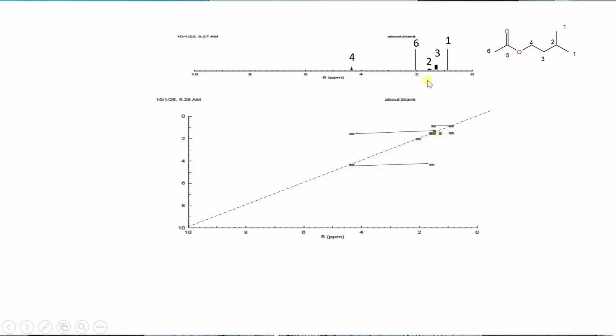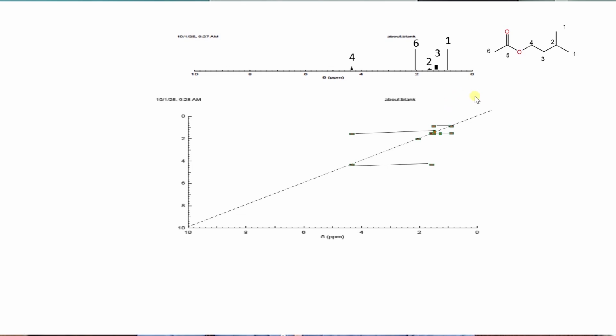Now moving further, you can see this number 2 proton. This is correlating with 2 protons, one with number 3 and one with number 1, right? This shows how this correlation, this COSY works, and this is the way you can read the COSY NMR.